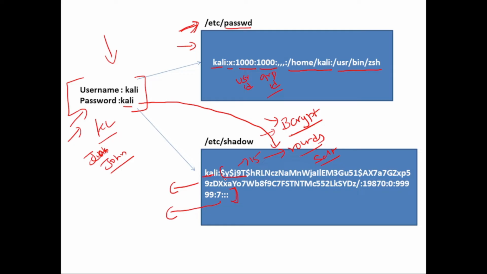So we'll take the data from this file, create a copy, and then take the username and then the hash value. We'll give it to John the Ripper password tool. So what it's going to do is take this specific username and then the password.